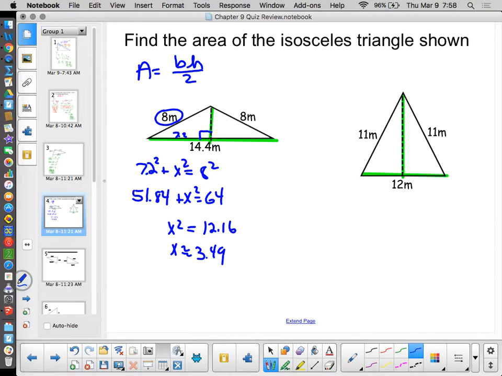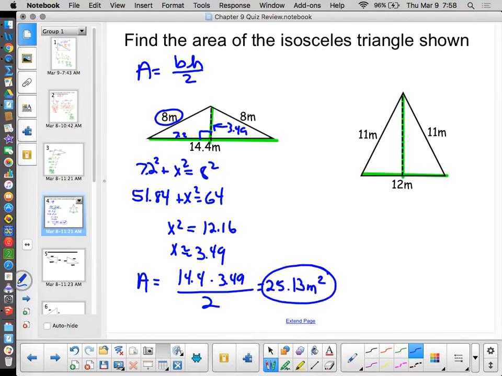So now that I have this 3.49, the area is simple. The area equals the base, 14.4, times the height, 3.49, divided by 2. So 14.4 times 3.49 divided by 2 is 25.128, so 25.13, we'll say, meters squared. There's my area. So it's Pythagorean theorem plus. A problem like that is Pythagorean theorem plus.